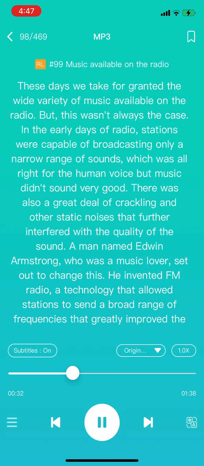He invented FM radio, a technology that allowed stations to send a broad range of frequencies that greatly improved the quality of the music. Now, you'd think that this would have made him a millionaire. It didn't. Radio stations at that time had invested enormous amounts of money in the old technology, so the last thing they wanted was to invest millions more in the new technology.